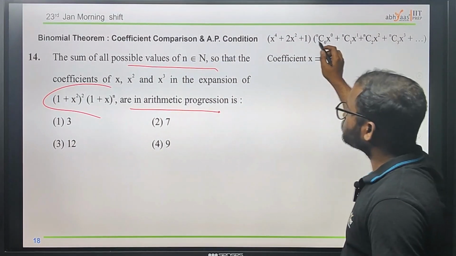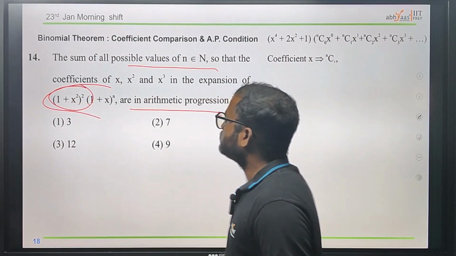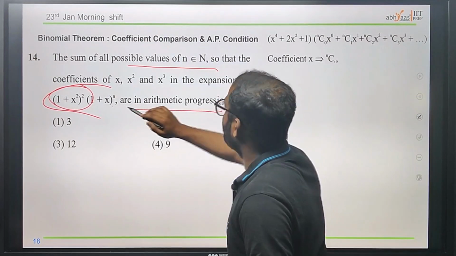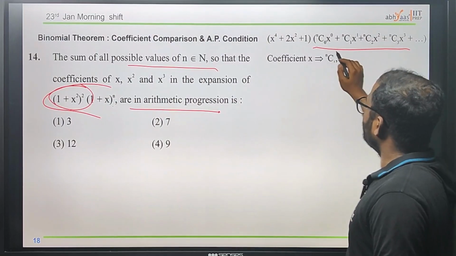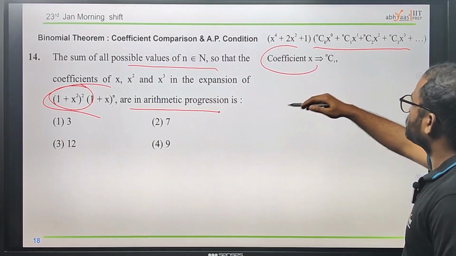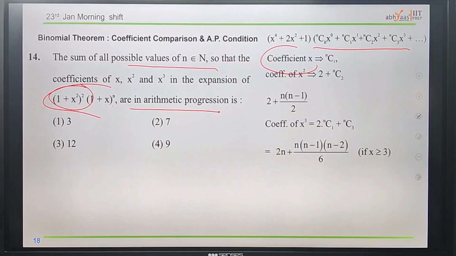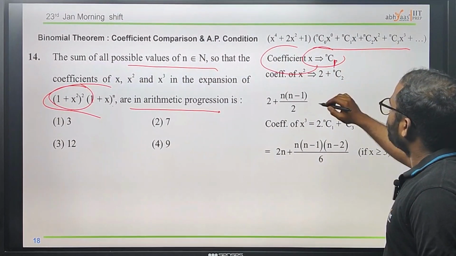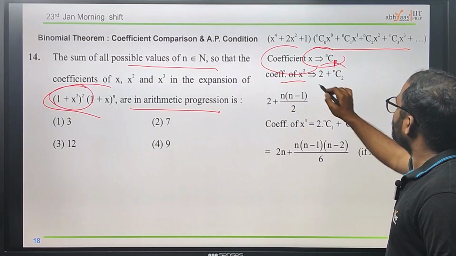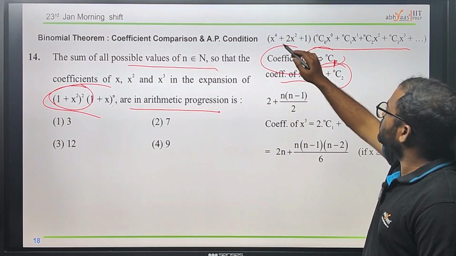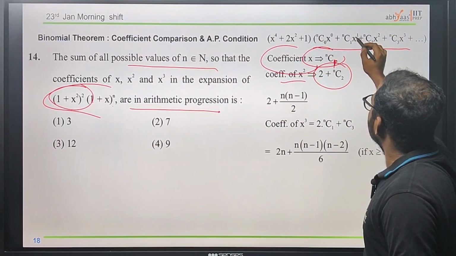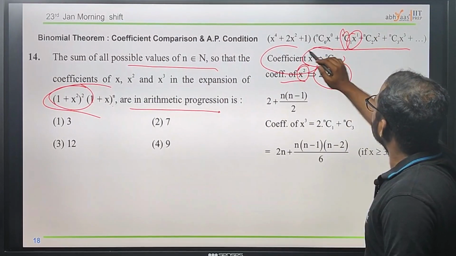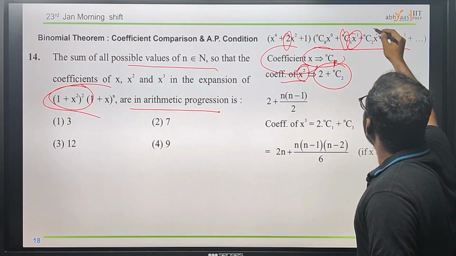Firstly, make it like (1 plus x square) whole square, and expand it. This other part can also be expanded. Now we need to find the coefficients of x, x square and x cube from this equation. For x we have nC1. For the coefficient of x square, we get 2 plus nC2, taking x from this part, nC1, and for x square, 2 plus nC2.